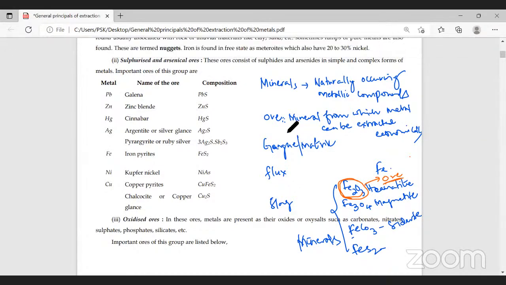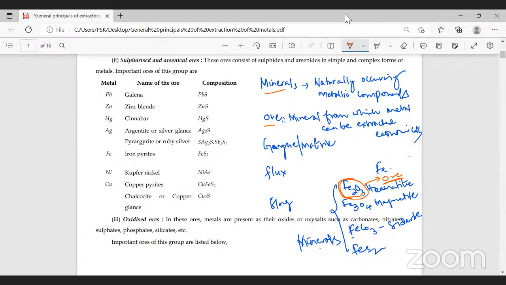Now, what is an ore? Ore is a mineral from which metal can be extracted economically. All ores are minerals, no doubt about it. Iron, hematite is an ore, and it's also a mineral. But we cannot call all the minerals ore. The second term, they can ask you as an objective type question in part A, part B. So what is the definition of mineral? You should know: naturally occurring metallic compounds. What is an ore? Ore is nothing but a mineral from which metal can be extracted economically.